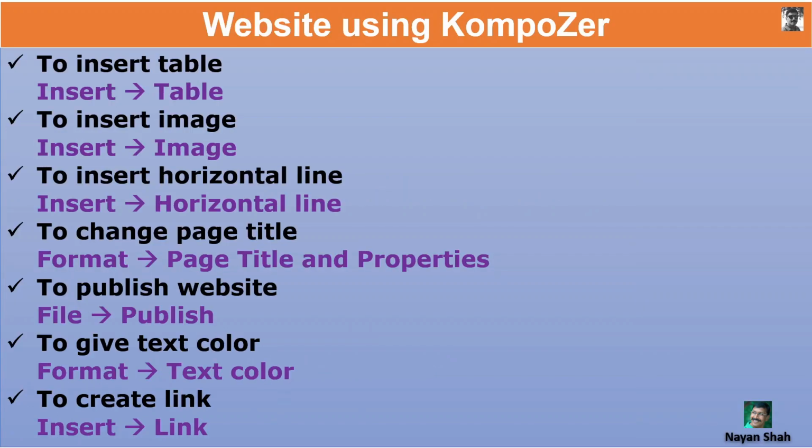Then these options of working with KompoZer, which you need to remember, the board is generally asking one of these every year. So just go through all these options of KompoZer: how you can insert table, image, horizontal line, link, and then how you can change the page title, how you can publish a website, how you can give text color. So just remember all this.